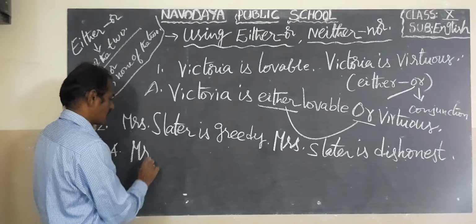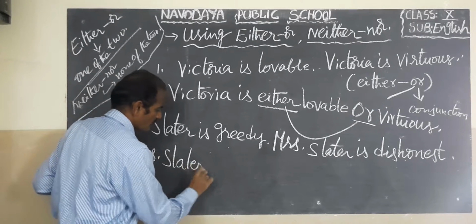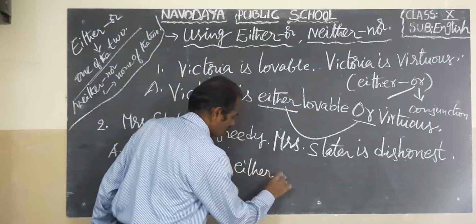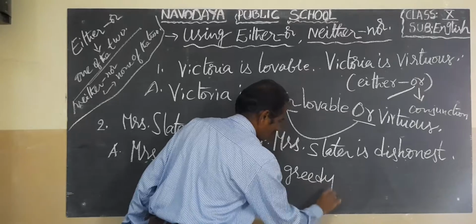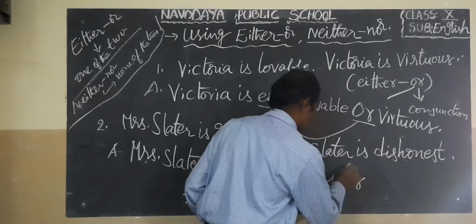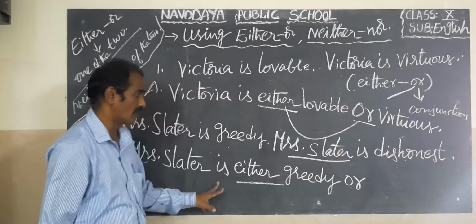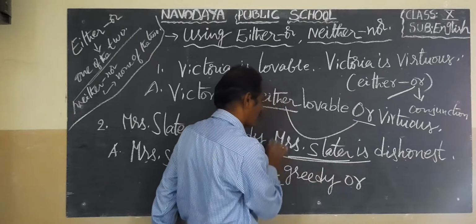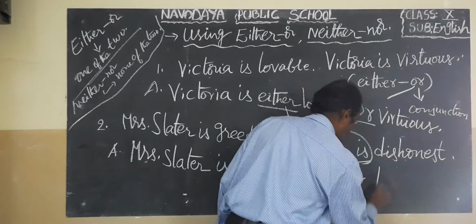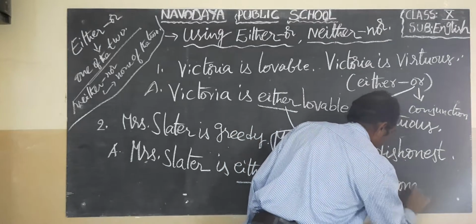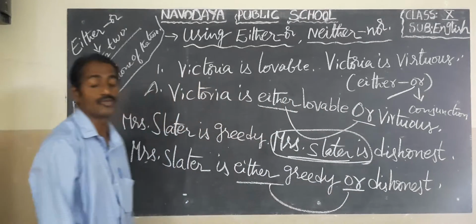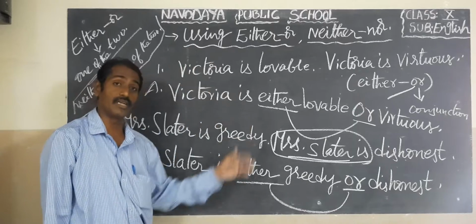Next, either. Here Mrs. Slater is the subject. Mrs. Slater is, and here you should write either. Either greedy. So Mrs. Slater is either greedy or dishonest. Because Mrs. Slater is already given, we need not write it again. Or should be used as a conjunction. You understand, children? In this way, example.